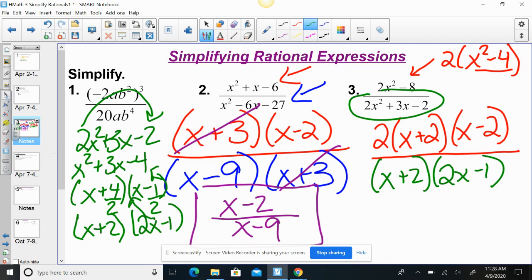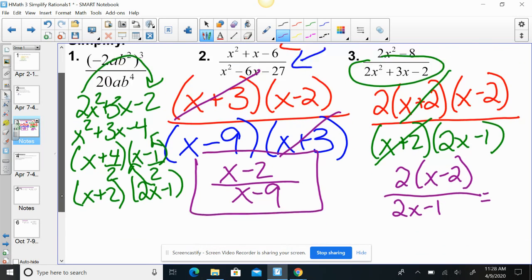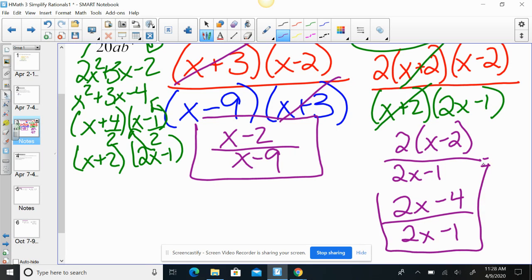Step 2, look for common factors. So this exactly matches that, so that goes away. And now I'm just going to write my answer. So I have 2x minus 2, you can leave it in factored form, over 2x minus 1. If you want, you can go ahead and distribute that, and then you get 2x minus 4 over 2x minus 1. Just make sure that you do not get tempted to cross out these 2 x's because they're glued together to the other parts. All right.